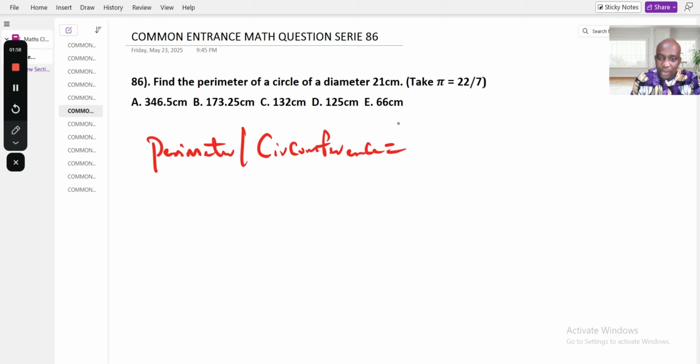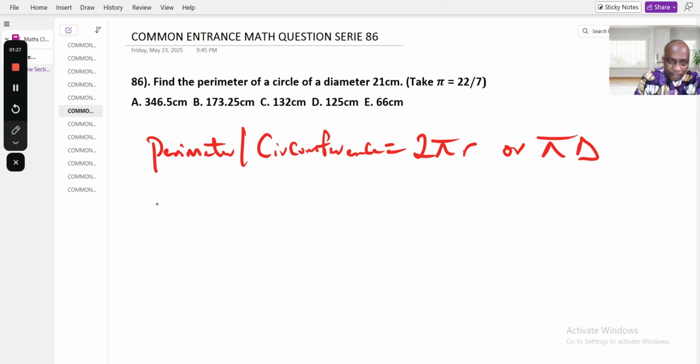Therefore, the formula for the perimeter or circumference is 2 pi r, where 2 radius is equivalent to diameter. Half of the diameter is the radius. When you have 2 radius, it equals diameter, so the formula becomes pi d. The question gives us d, which is the diameter. Therefore, we are going to use pi d instead of 2 pi r.